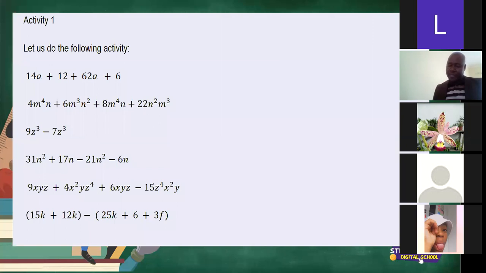And of course, you'll have 27k minus 25k, because 27 minus 25 is 2. So you'll have 2k basically minus 6 minus 3f. So that will be the last activity, the sixth one that we shall have done in activity 1.